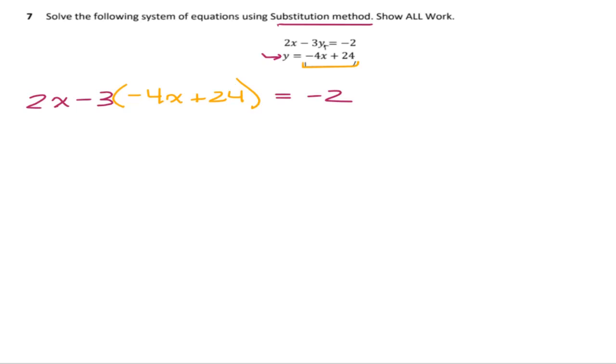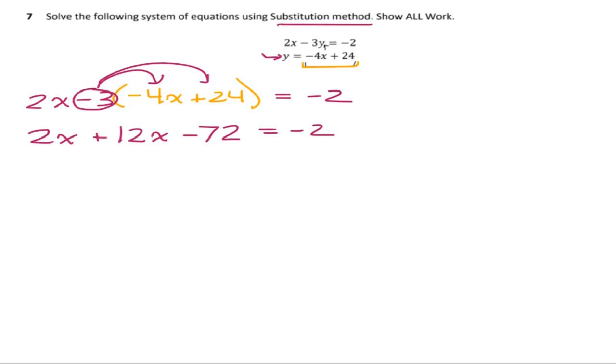All right, got to do a little bit of work here. So let's see. Start with the 2x, but then I have to distribute this negative 3. Again, I'm going to circle the negative sign. Negative 3 times negative 4 is positive 12x. Negative 3 times positive 24 is going to get me negative 72.